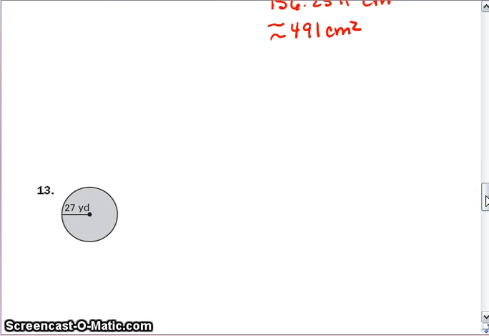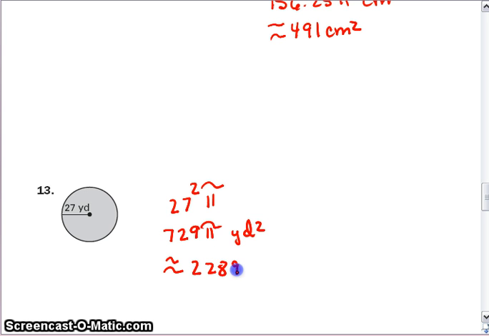All right, here's another one. This one though, we already know the radius. So we can take 27 squared pi, or we can get 729 pi yards squared would be an accurate answer. Or if you want to find an approximation, we could multiply 729 times 3.14, and we would get 2,289 yards squared is an approximation of the area of that particular circle.